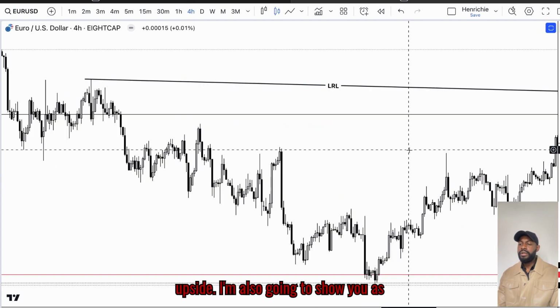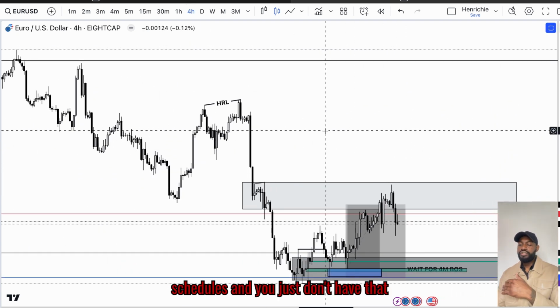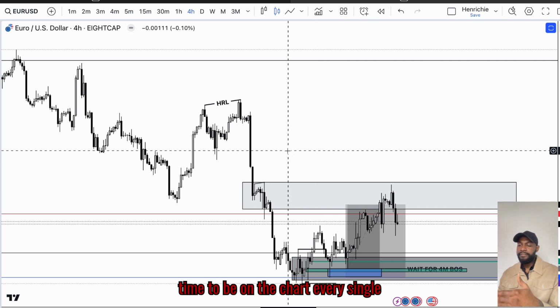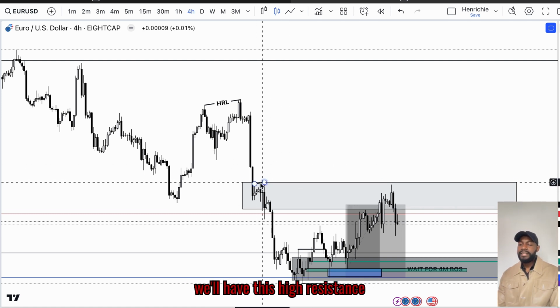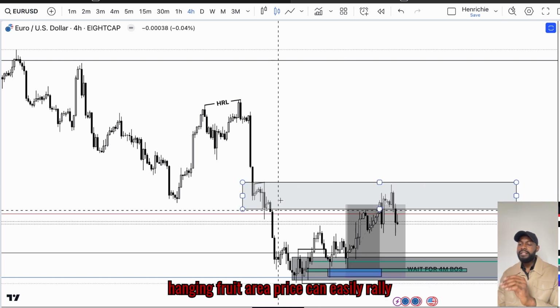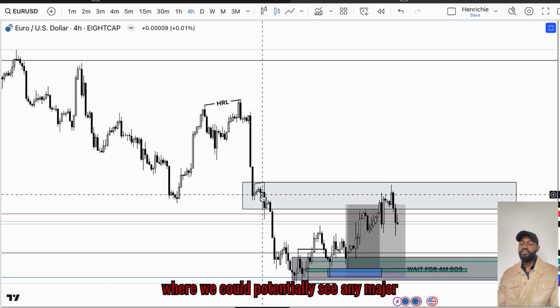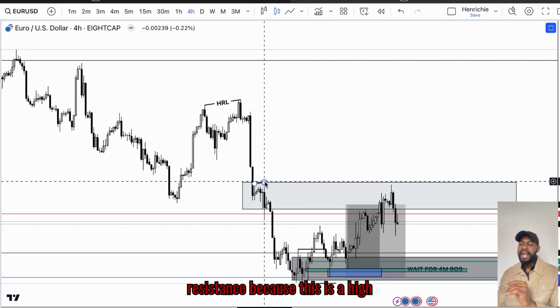I'm also going to show you, if you have a very busy schedule and you just don't have the time to be on the chart every single minute, how to know key levels to realistically set your take profit positions. Now, right here, you can see we have this high resistance liquidity. So after price mitigated this position, the next low hanging fruit area price can easily rally to would be this key level. And this is where we could potentially see any major resistance, because this is a high resistance liquidity.